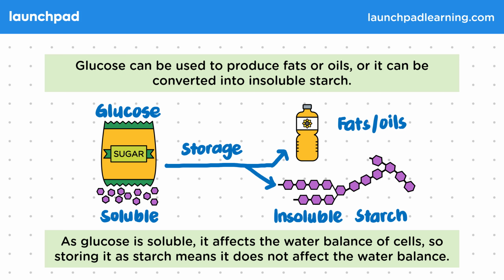Remember that osmosis is affected by the concentration of soluble molecules such as glucose, so if a cell contains a high concentration of glucose, water may move in and cause it to swell or even burst. However, as starch is insoluble, it can be safely stored in cells without affecting the water balance, and therefore without affecting osmosis. So what's the role of glucose in cell wall production?